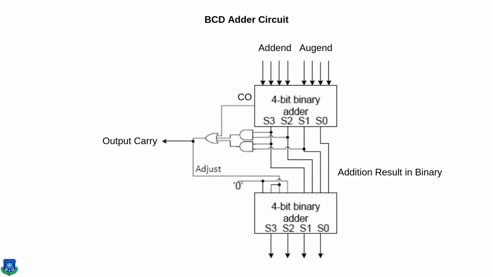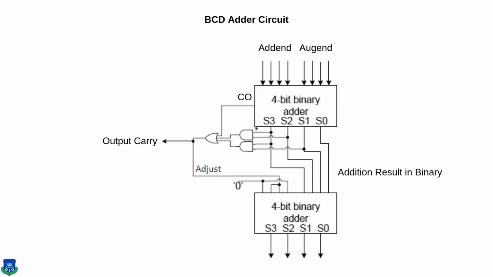If the primary output is greater than 9, it means incorrect BCD. And if the output carry is 1, then we will add plus 6 with the result again. But if the primary output is correct and does not need correction, then the output carry will be 0 and the result will be just the same.